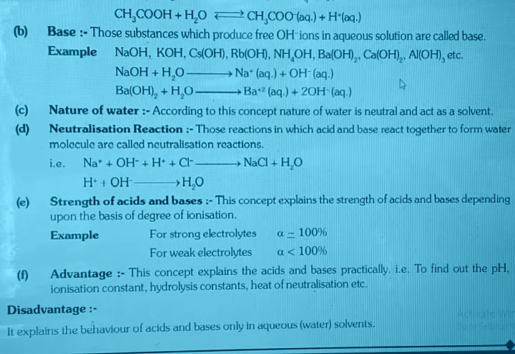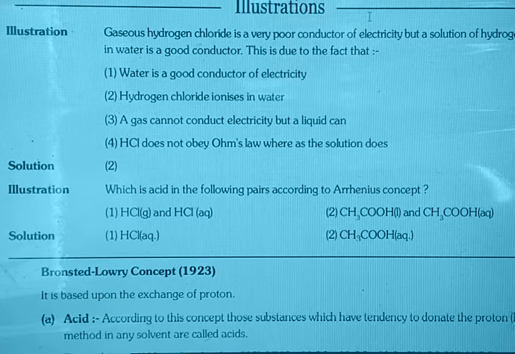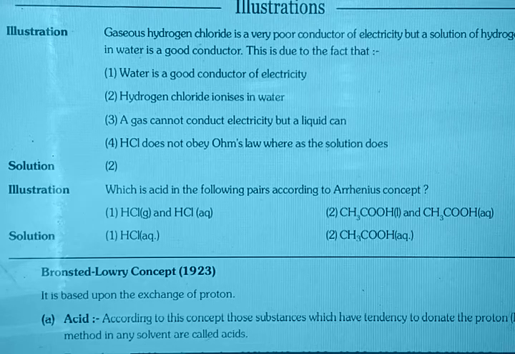So this was our Arrhenius concept. Let's solve a problem according to this concept: gaseous hydrogen chloride is a very poor conductor of electricity, but a solution of hydrogen chloride in water is a good conductor. This is due to the fact that what? Water is a good conductor of electricity. Hydrogen chloride ionizes in the water and converts into H+ and Cl-. A gas cannot conduct electricity, but a liquid can. Hydrochloric acid does not obey Ohm's law, whereas the solution obeys Ohm's law.